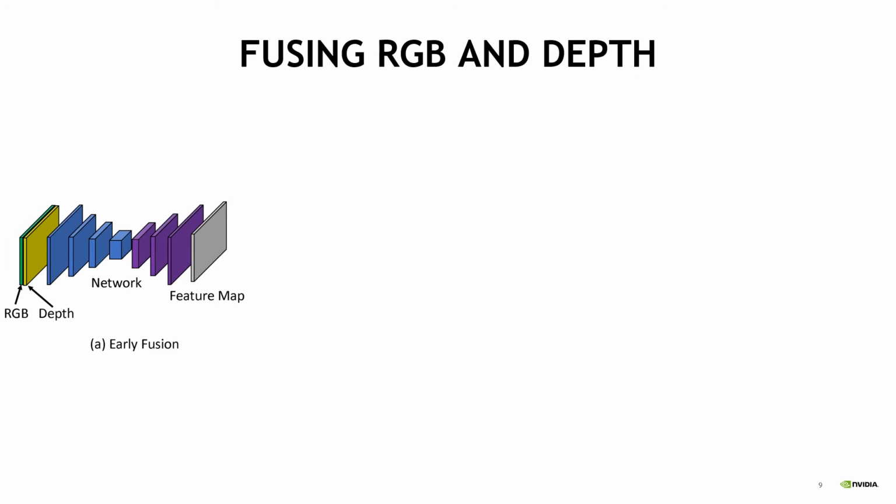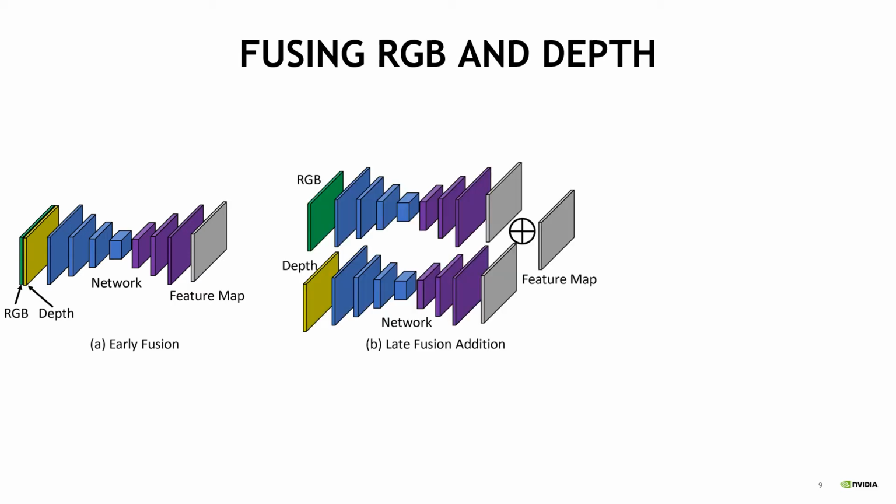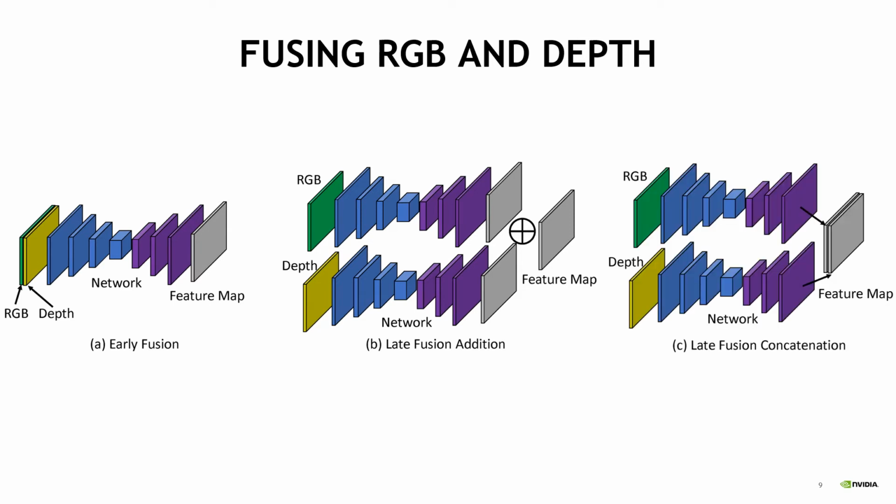We investigated 3 ways to fuse RGB and the depth image. In early fusion, the RGB and the depth images are concatenated before feeding to the network. In late fusion addition, 2 networks are separately applied to the RGB image and the depth image. Then the 2 feature maps are summed together. In late fusion concatenation, the 2 feature maps are concatenated to obtain the final feature map.